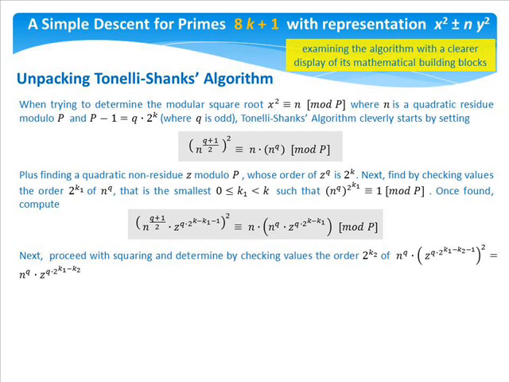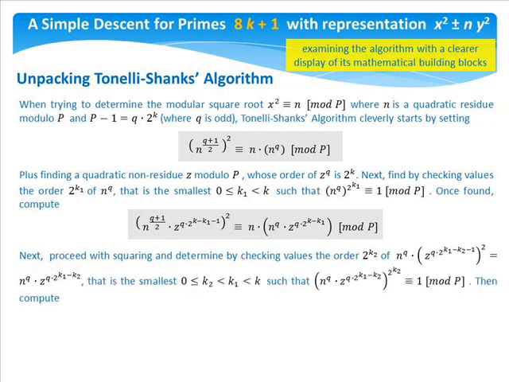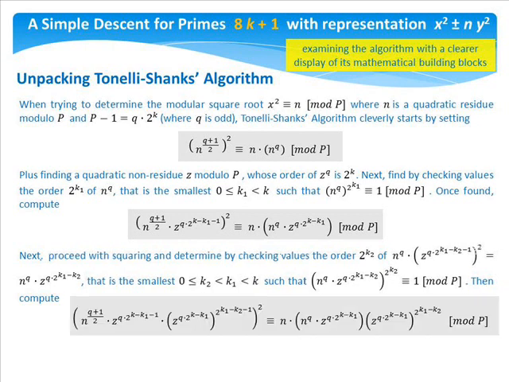z^(q times 2^(k1-k2)). That is, the smallest k2 bigger than 0 and smaller than k1, such that it raised to 2^(k2) is congruent to 1 modulo p.